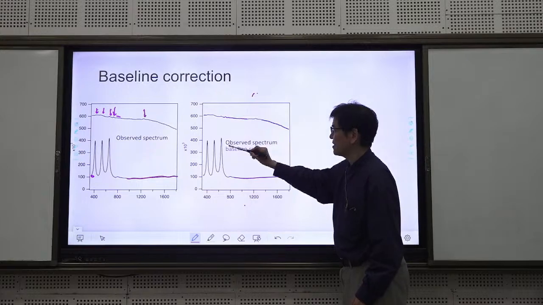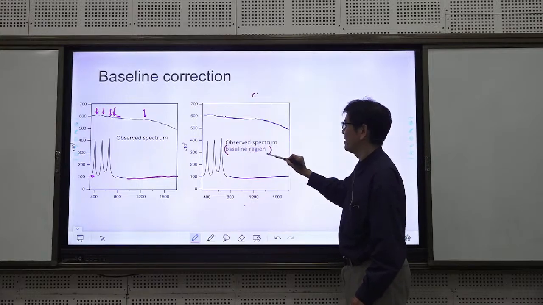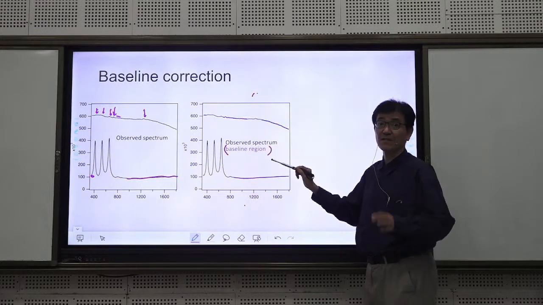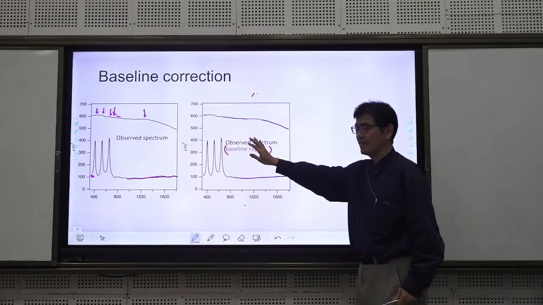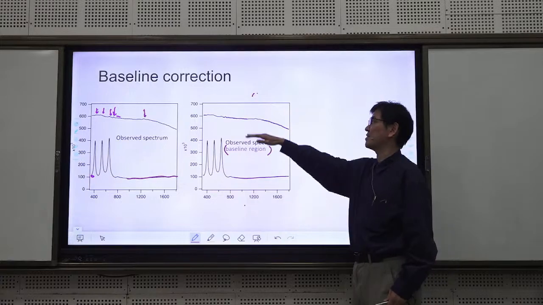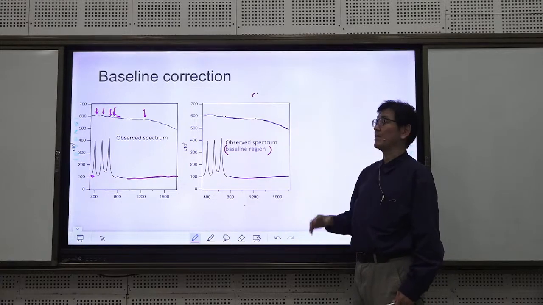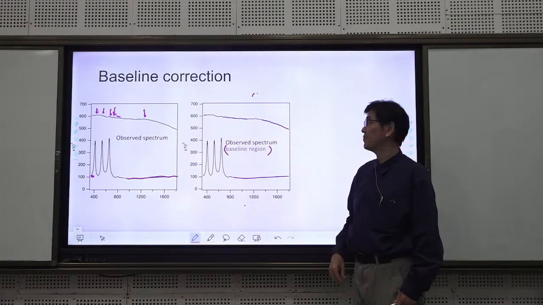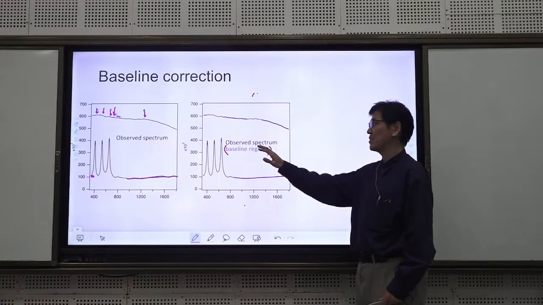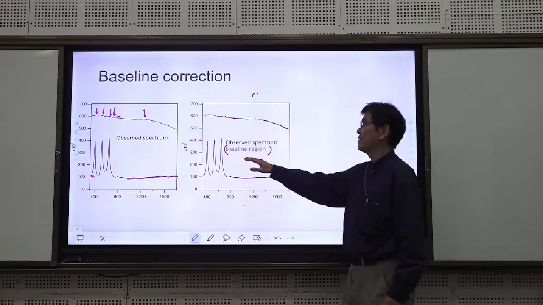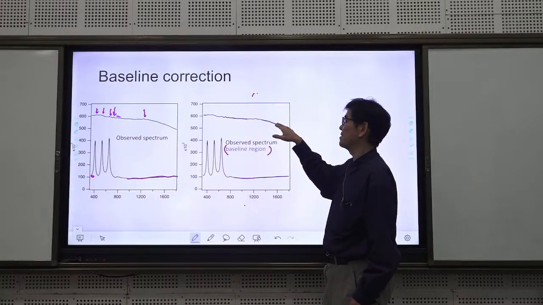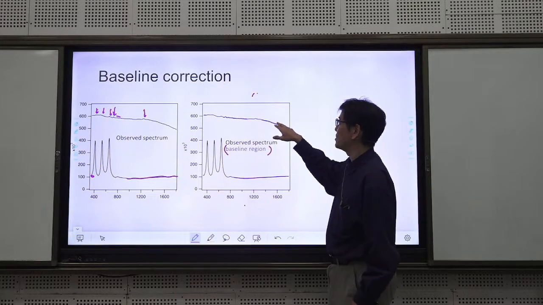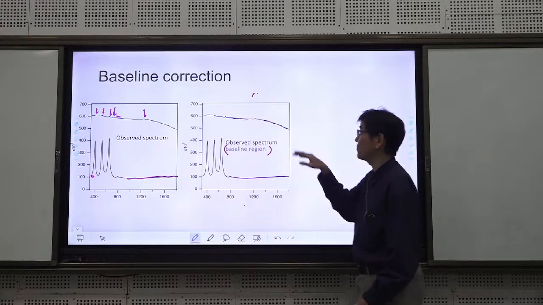So this is the baseline region that I believe. It's important. I don't say this is a definite baseline. There is no possibility I'm wrong. No, I might be wrong. But anyway, please prepare a putative baseline region.